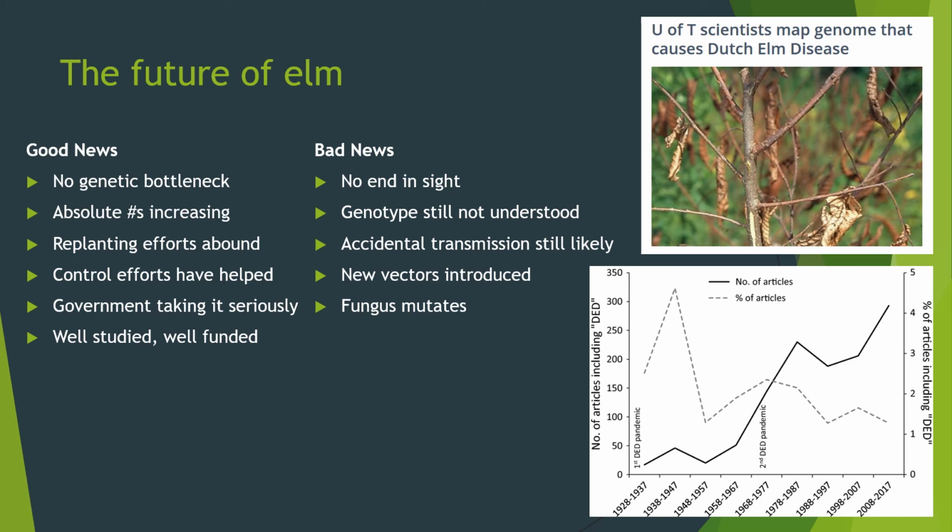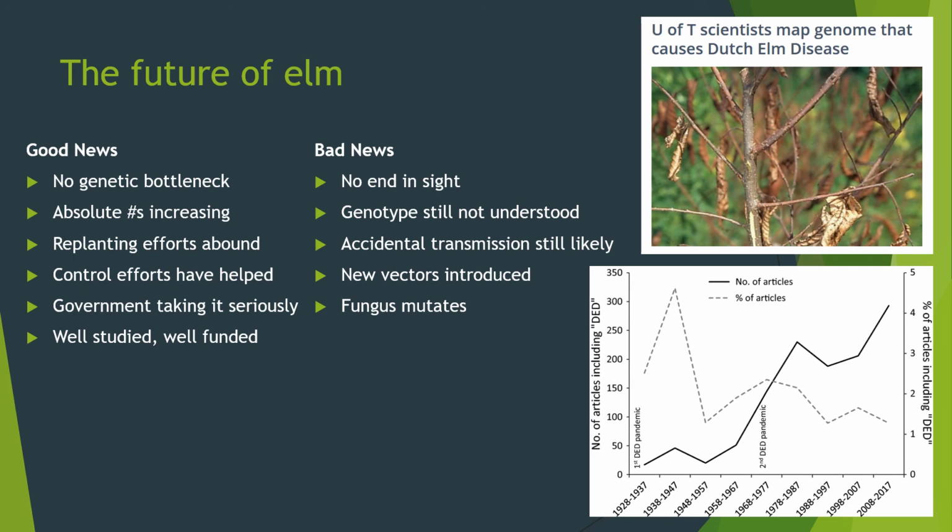And absolute numbers are increasing because we now know how to manage Dutch elm a little better, and there's a lot of planting efforts with resistant trees going on. Control efforts have helped because it's being taken seriously. It's a well-studied, well-funded phenomenon. And there is a lot of progress in getting on top of control.